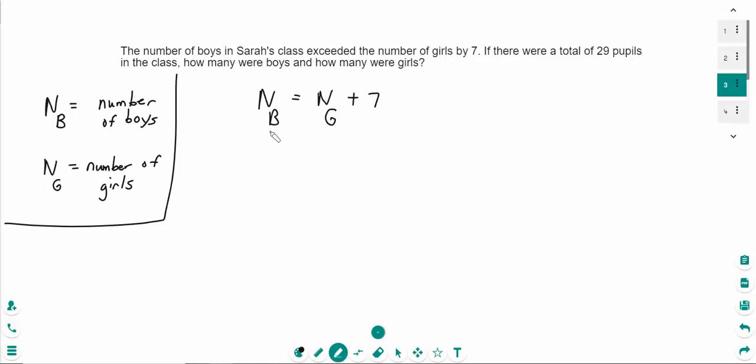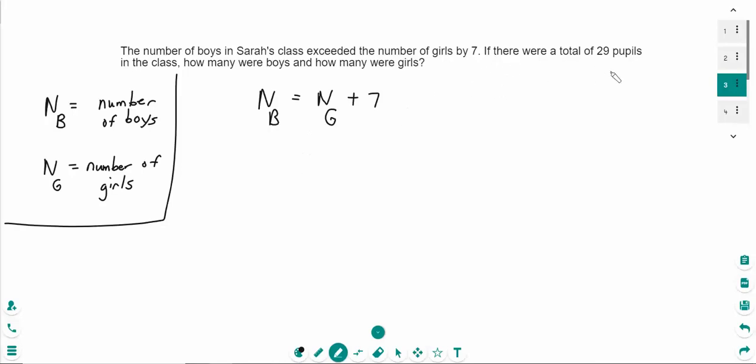All right? Does that make sense? The number of boys in Sarah's class, the number of boys right here, what did it equal? It equaled all of the number of girls, all the girls, plus it exceeded them by 7. So it's plus 7 more. All right? So that is our first equation. Again, that's probably the tricky one. Let's go on to the next equation.